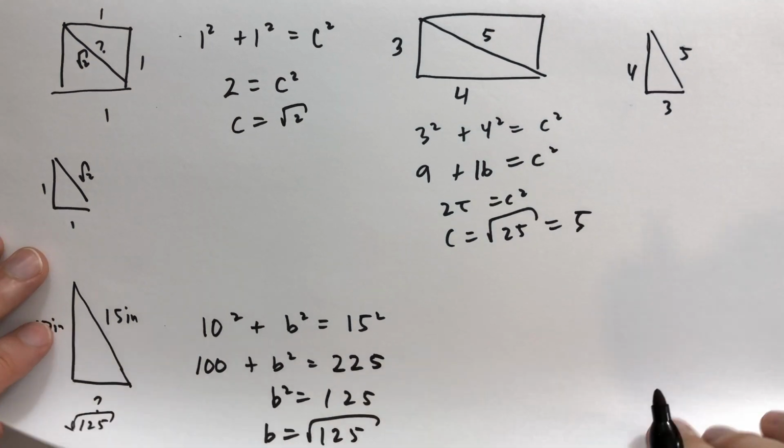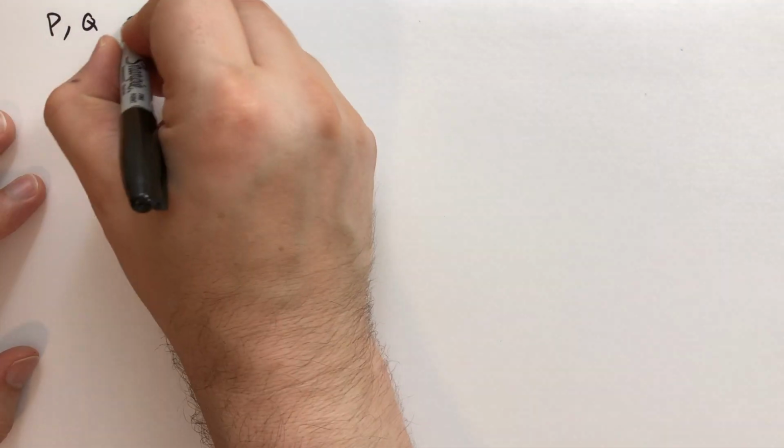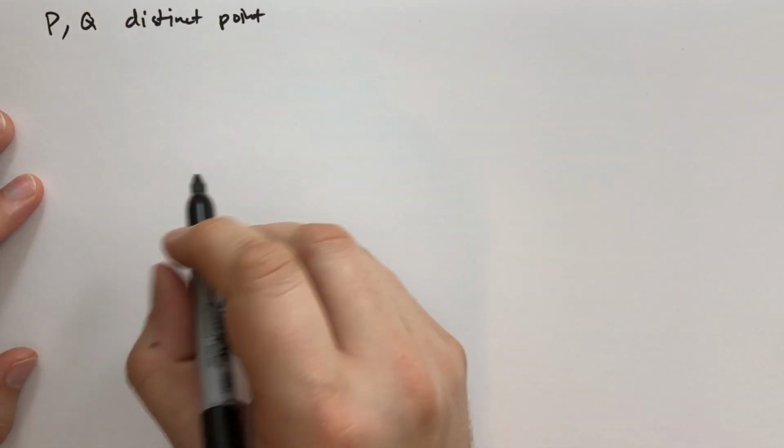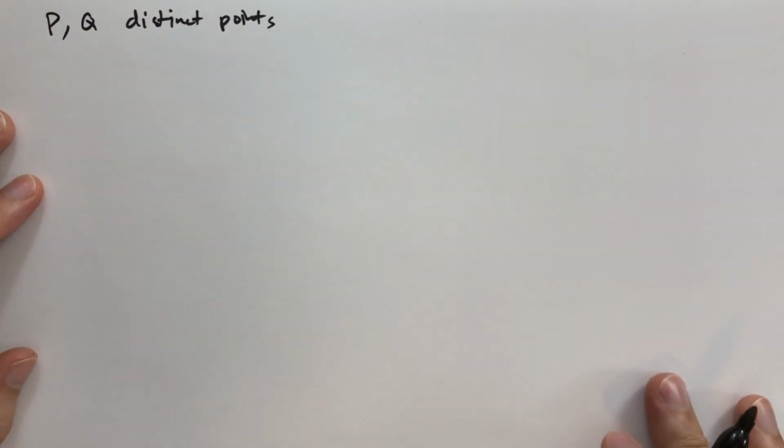Perpendicular bisectors. Let's talk about them. They're interesting. They're fun. Let P and Q be distinct points in the plane. Let's put an S on the end there.